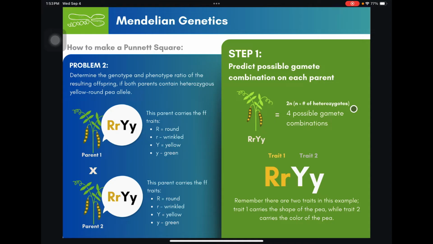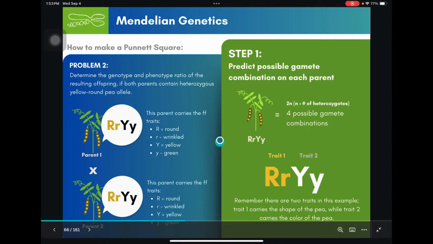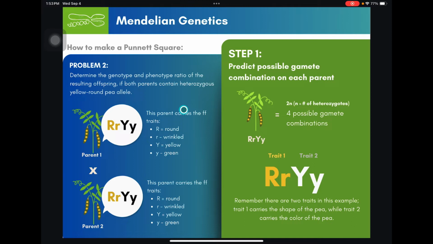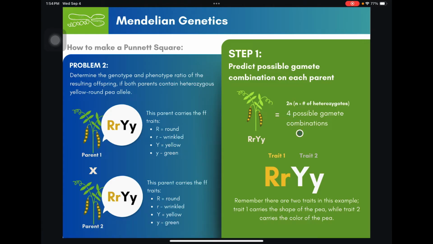Now, to visualize our problem, I specifically created this representation, as you can see right now. Again, step 1 is to predict the possible gamete combination on each parent. So we're going to use our example 2 raised to n. In this one, the number of heterozygotes is 2 because there are two heterozygotes in our parent 1, also 2 heterozygotes in our parent 2. Calculating these possibilities, we have 4 possible gamete combinations in each parent.